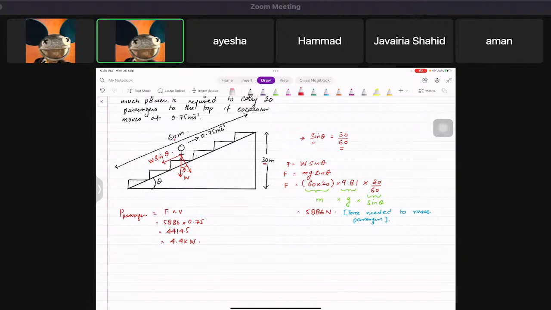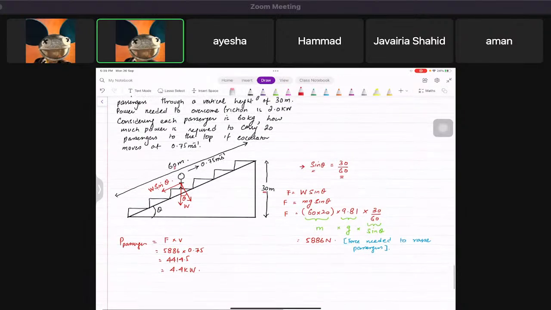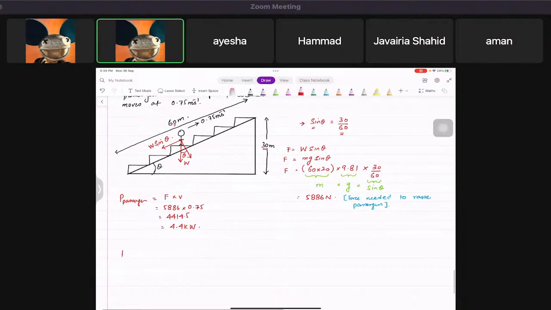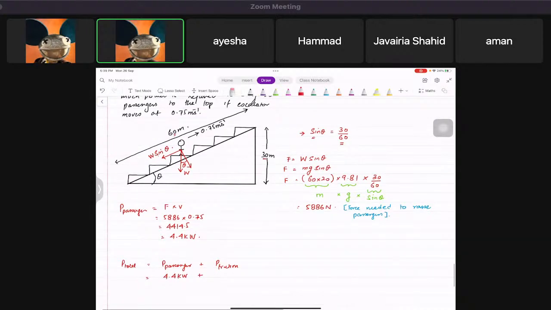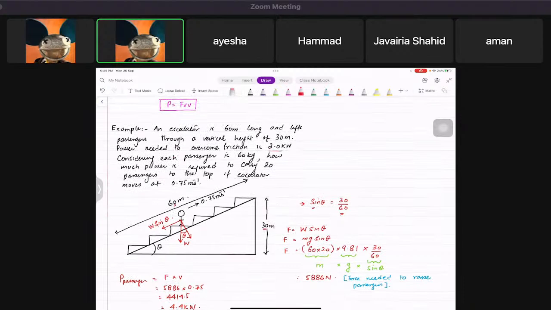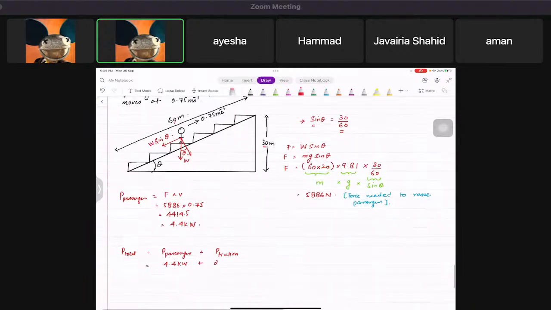Now it says what is the total power that is needed. So power total is basically the power that is needed to raise passengers plus power to overcome friction. The power needed to raise passengers was 4.4 kilowatt and the power needed to overcome friction was 2. So the total power needed is 6.4 kilowatt. Is it clear? And that would be the answer.